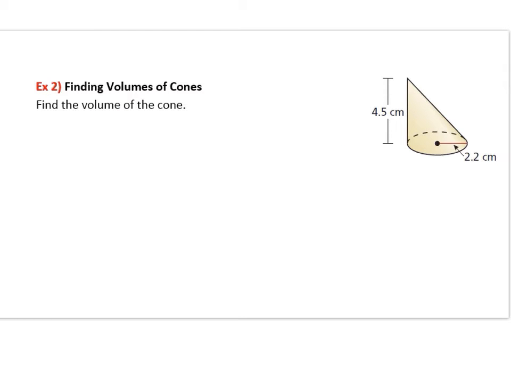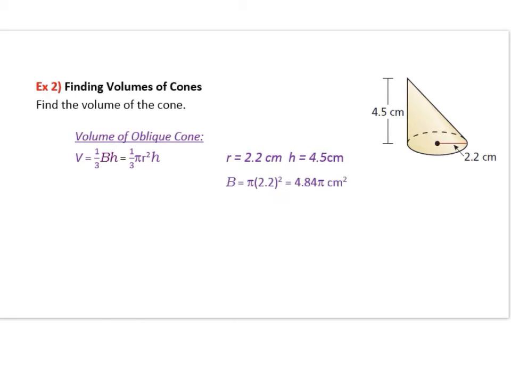Alright, so let's use this new formula to find the volume of the following cone. Let's start with the formula. So you know it's 1/3 big B little h equals, in other words, 1/3 pi r squared times h. So we know the radius is 2.2 centimeters, and we know that the height of the cone is 4.5 centimeters. So for the capital B value, we can plug in the 2.2 in for r and square that, and that gets us 4.84, and then leave it in terms of pi to keep it exact. So 4.84 pi centimeters squared is the area of the base.